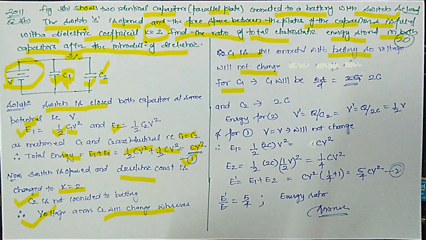And then for C1 we can write the parallel plate equation, epsilon A by D, and the capacitance is twice of C because the dielectric coefficient value is now changed to 2. Okay, so capacitance value for C1 will change to 2C. Similarly for C2, capacitance value will change to 2C, because you have doubled the dielectric constant. Now what about the energy stored in capacitor 1 and 2? For capacitor 1 it will not change in voltage, that means half CV square, where C is now twice of C.